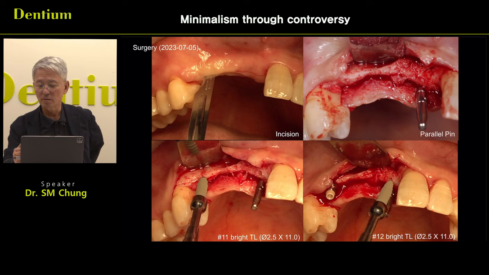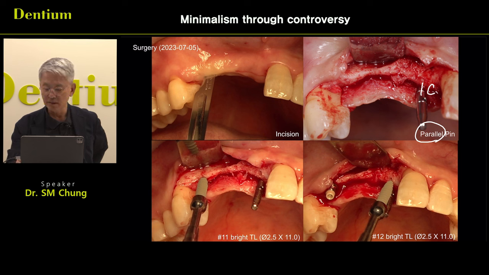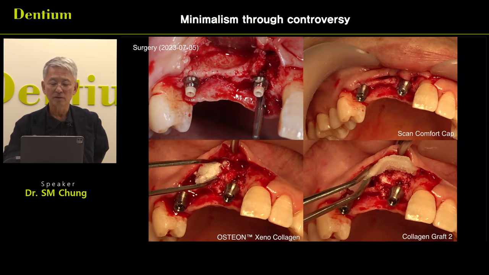Of course, we had to press the paralleling pin into the incisive canal as a guide for parallelism. And with that, after some drilling, we placed the 2.5 millimeter diameter, 11 millimeter length implants on two sides. And on this side, some bone was fractured, so we did some more contour augmentation with the xenocollagen and the collagen graft too.